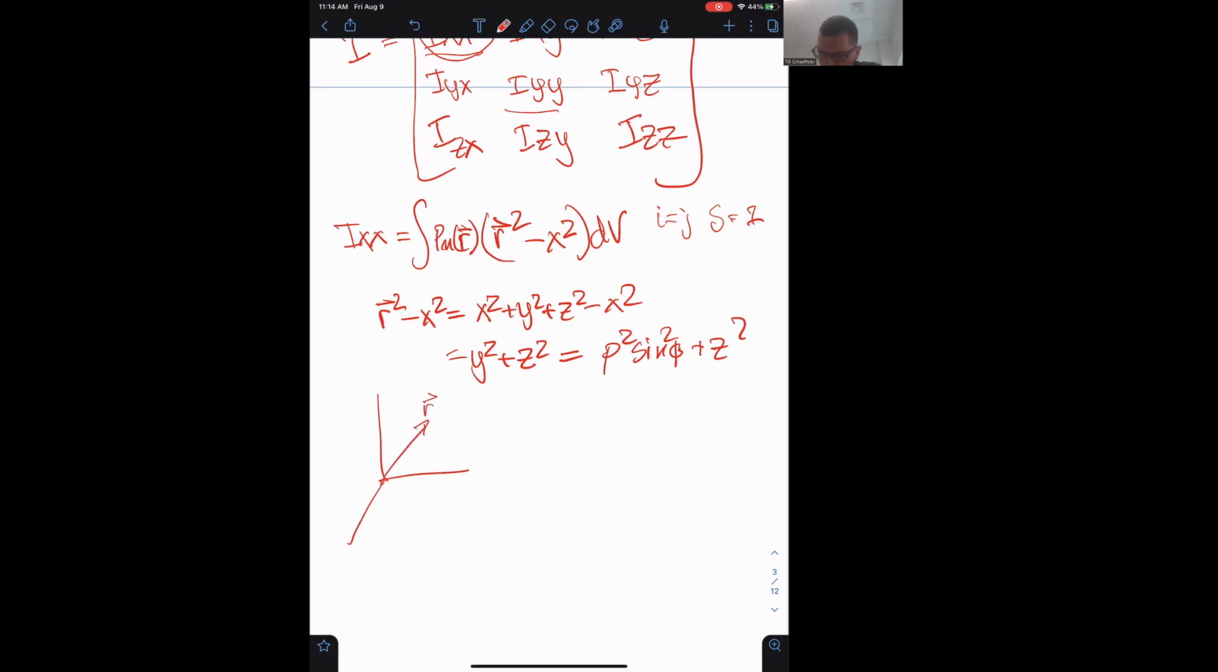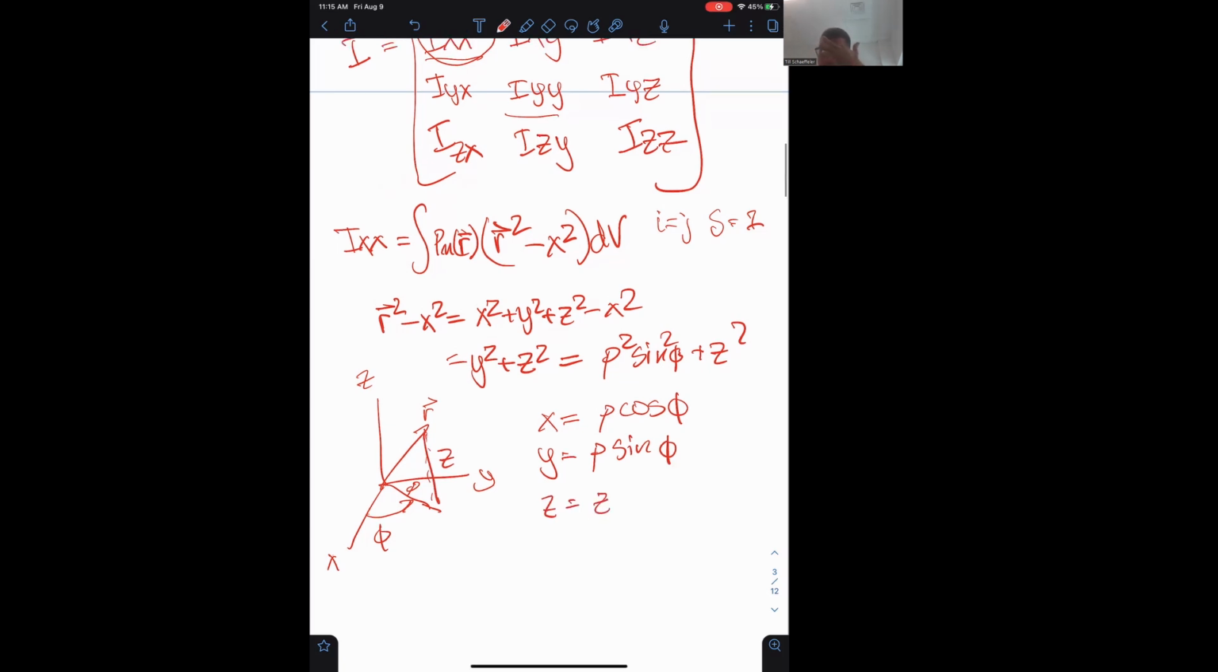If you have r, z, you have an angle here, phi, and this projection on the xy plane is rho. So you have x is equal to rho cos phi, y is equal to rho sine phi, and z is just equal to z. Okay, so that gives us this part here.